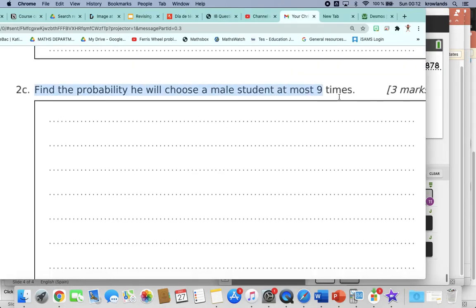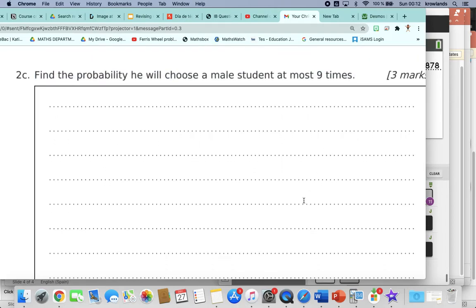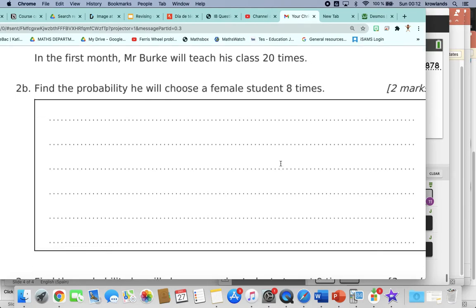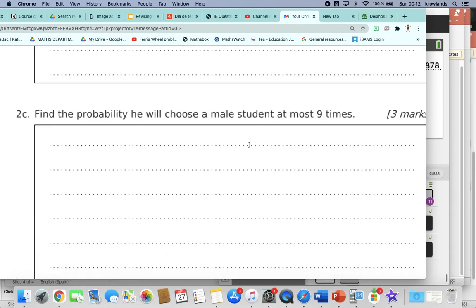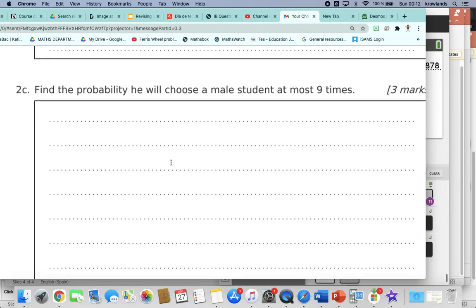Find the probability he will choose a male student at most 9 times. So we're going to have him teaching a class 20 times, and we're going to have a whole host of options he can have. He could pick a male student from 0 to 20 times. So we want to find if he picks at most 9 times.